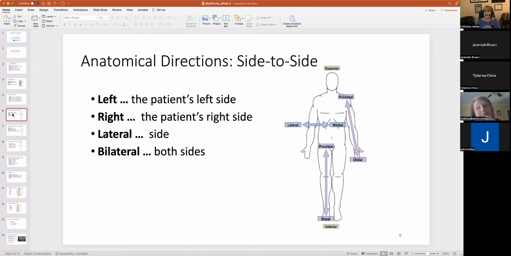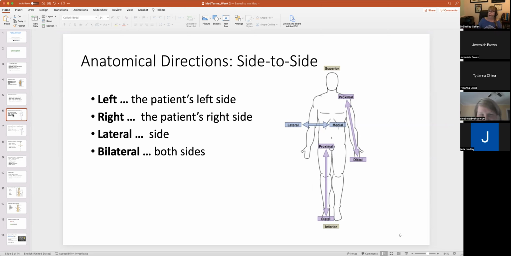Now we're going to go to laterality. And remember, again, laterality is always the patient's left side, the patient's right side. Lateral just refers to side. Bilateral means both sides. So if, for example, we have a patient come in for a knee replacement, and the patient's going to have both knees replaced, that would be a bilateral replacement, both sides.